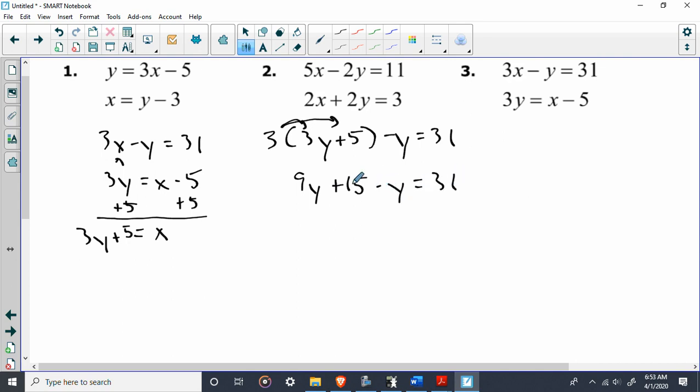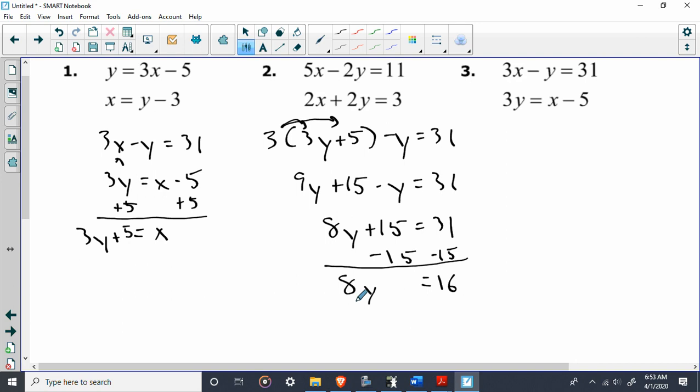I have 9 minus 1 is going to be 8y. So again, simplified. Now we want to balance by subtracting. 31 minus 15 is 16. And again, last step. Let's find y. Let's balance by dividing. Same thing we were doing the other day. So y is equal to 2.